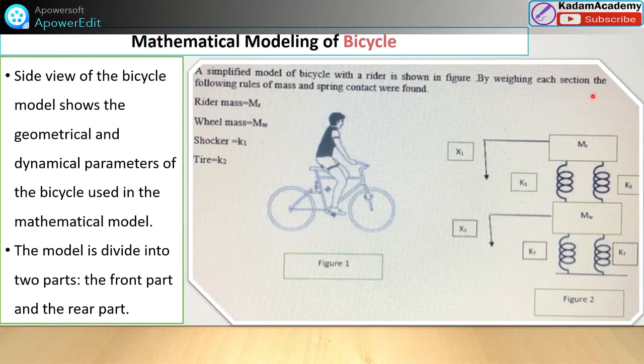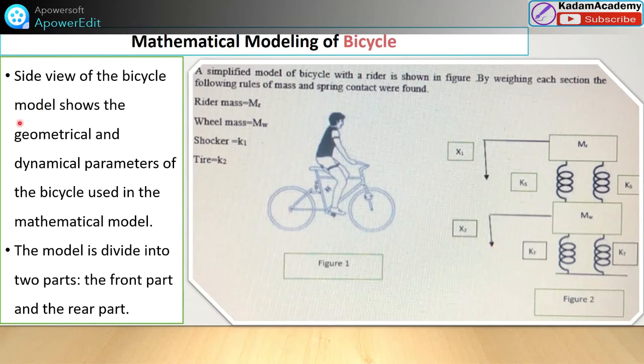It is divided into sections with the following roles: mass, spring, contact. This is the physical model of the bicycle with the rider on it. Here are the rider mass, wheel mass, shock absorber, and the tire. These K1, K2 are given to you in this figure. This physical system is represented here in the mathematical modeling. Step by step, I will explain it to you.